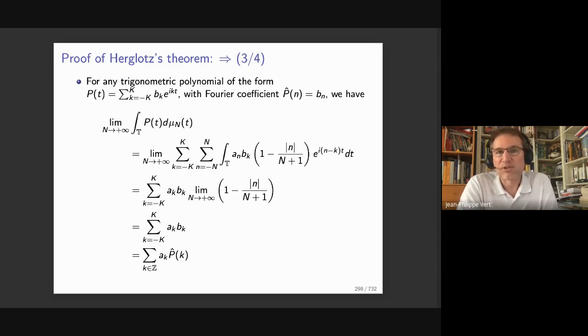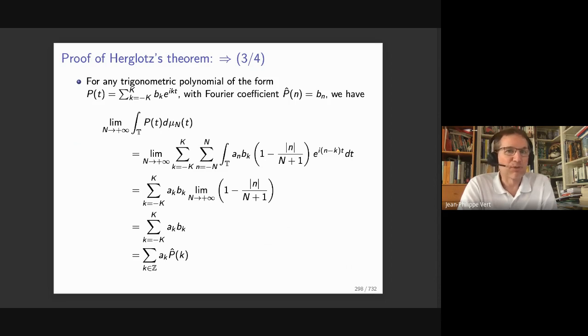And to take the limit, we just consider mu n as a functional not over all the continuous functions, but to start with just what's called the trigonometric polynomials, which are defined as a sum of bk exponential ikt, whose Fourier coefficients are just the bk's. And the reason why we do that is that for trigonometric polynomials, we can compute exactly the values of the integral of p of t times d mu n of t. This is what we do in this slide.